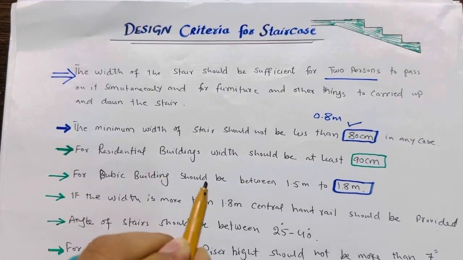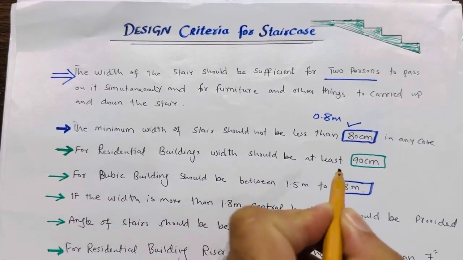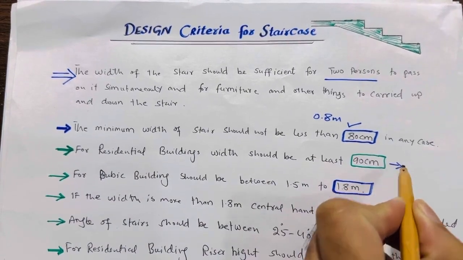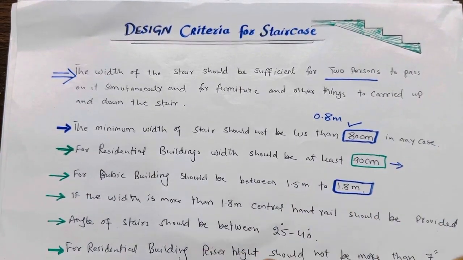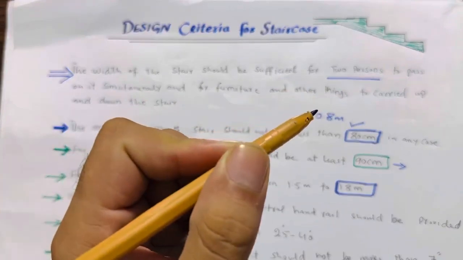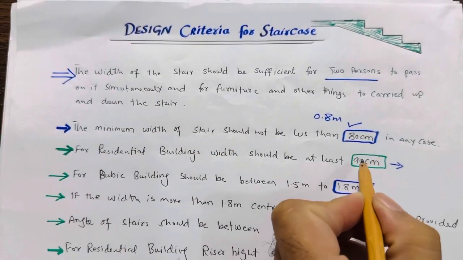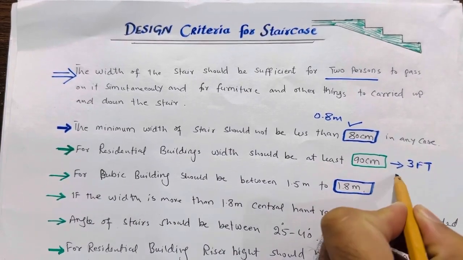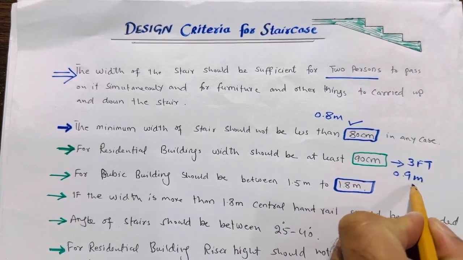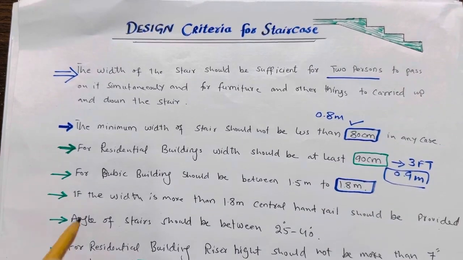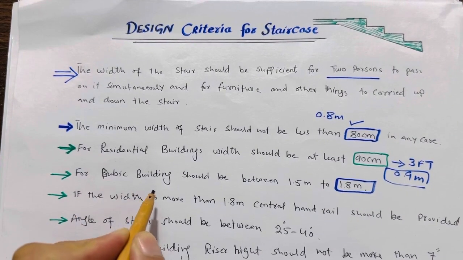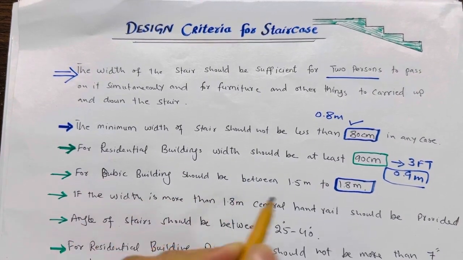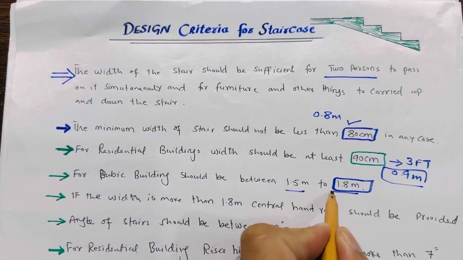Next, for residential buildings, the width should be at least 90 centimeters. For a normal residential building, if you are using it for G+1 or 2 stories, it should not be less than 90 centimeters, or you can say not less than 3 feet or 0.9 meter. This is very important. Next, for public buildings it should be between 1.5 to 1.8 meters.